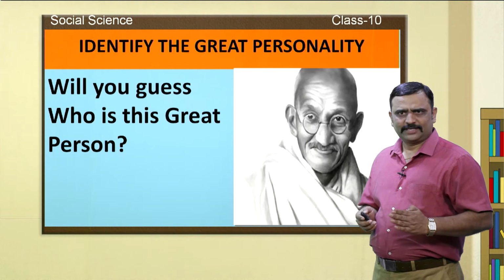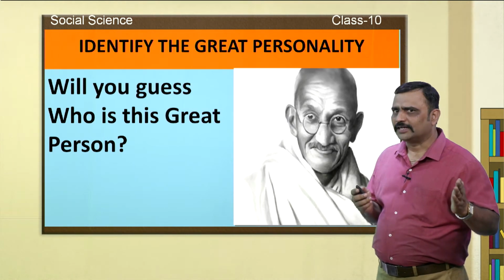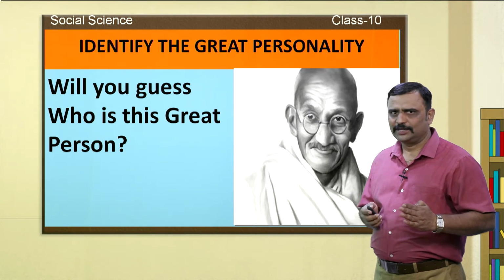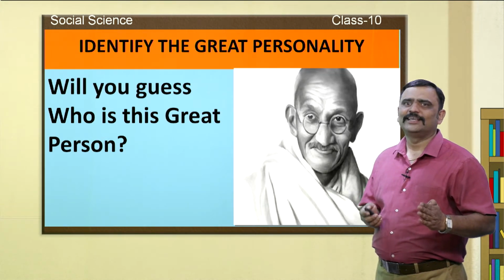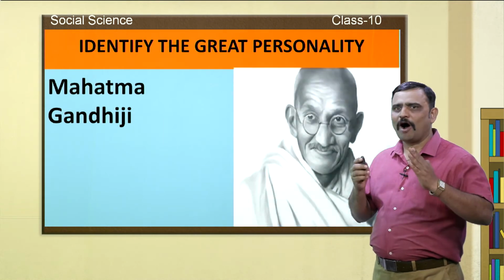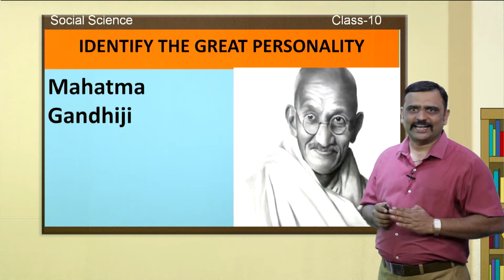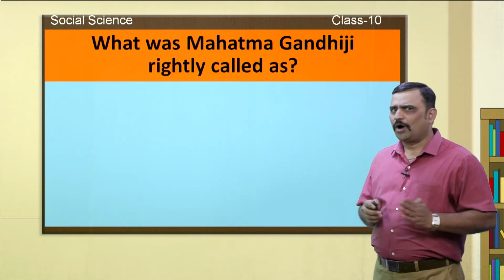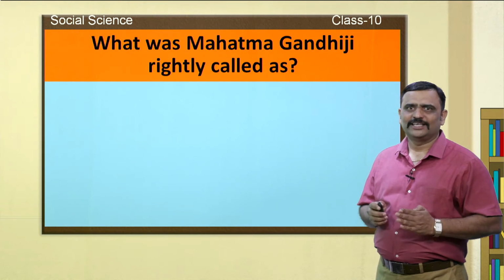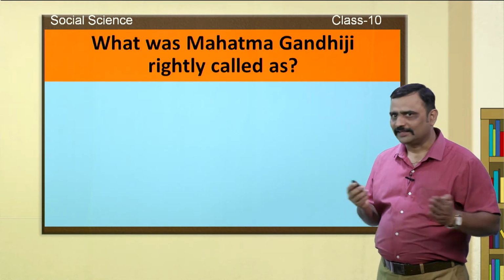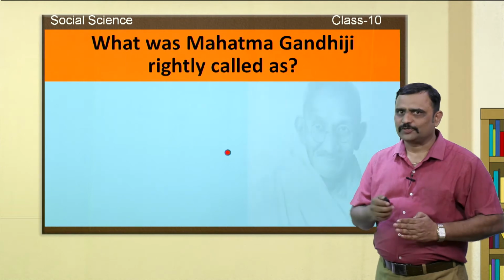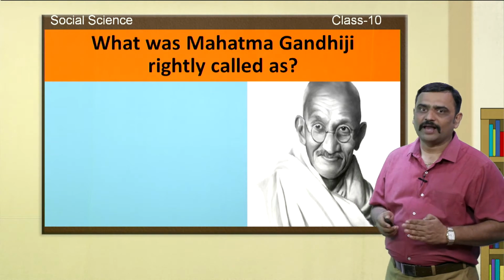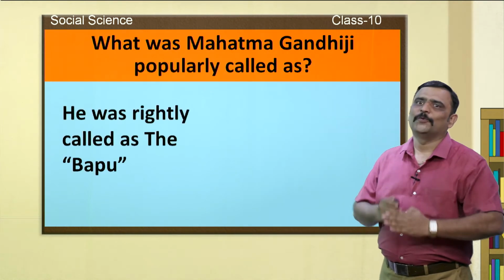Dear students, can you identify the great personality in this picture? Will you guess who this great person is? Yes, you are exactly right. It is none other than Mahatma Gandhi ji. Next, what was Mahatma Gandhi ji rightly called? Yes, dear students, what was he called? He was rightly called Bapu.